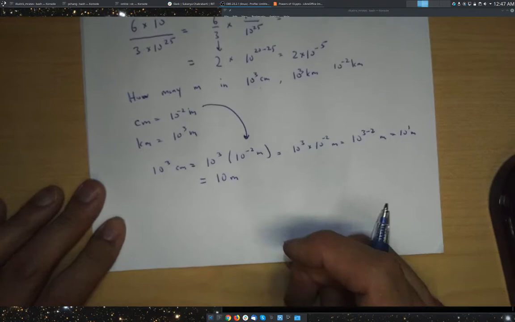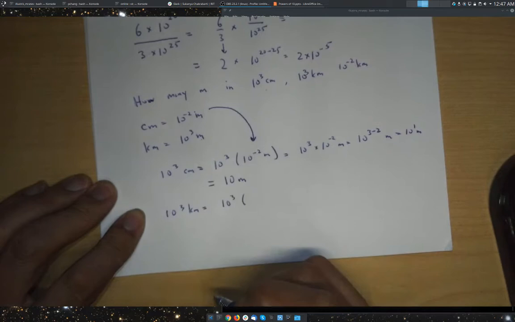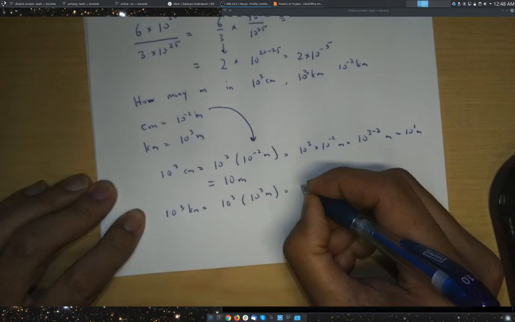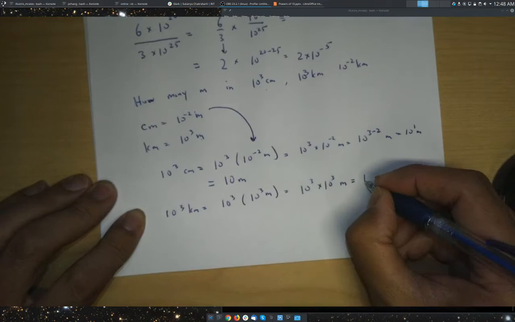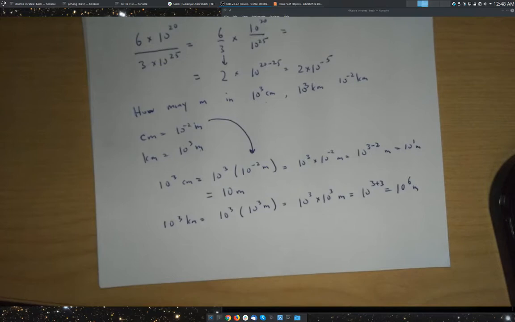Second thing, let's try 10 to the 3 kilometers. You can see how this works. A kilometer is 10 to the 3 meters, so it's 10 to the 3 times 10 to the 3 meters. So it's 10 to the 3 plus 3, which is 10 to the 6 meters, or basically a million meters. I'm going to leave it up to you to do the last one, which is 10 to the minus 2 kilometers.